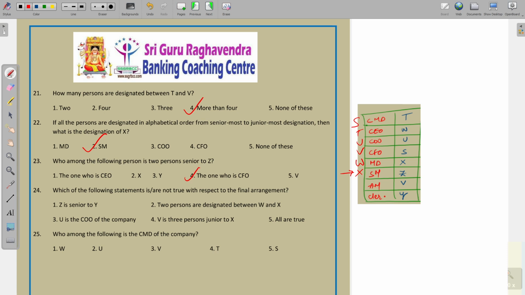Which of the following statements is not true with respect to the final arrangement? Z is senior to Y, obviously correct. 2 persons are designated between W and X, correct, and U is COO, correct, and V is 3 persons junior to X. So, actually 2 persons junior to X, so this one is not correct.